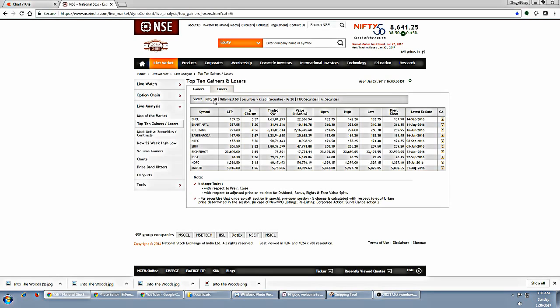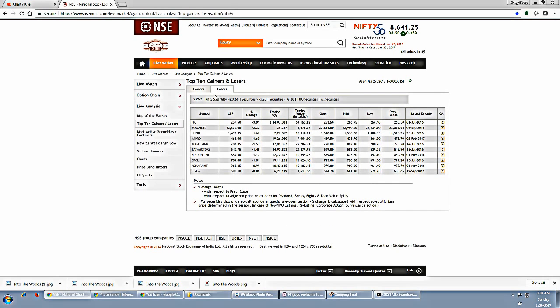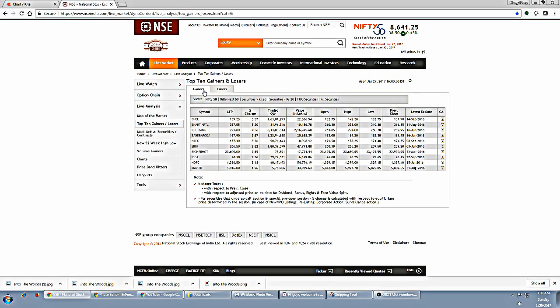Now, if Nifty is going down, you have to just switch the tab and go to the losers. Follow the same tabs: Nifty 50, Nifty Next 50, and FNO Securities. Follow the ones which have the highest percentage change. I would suggest you follow the percentage changes which are more than 1.9%, so the ones starting with 2% and above. So this is a simple technique that I follow.